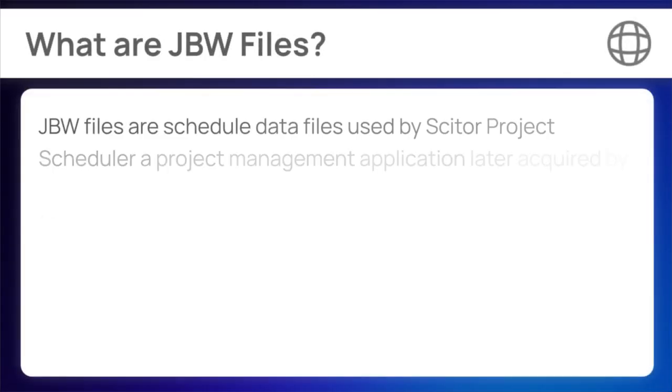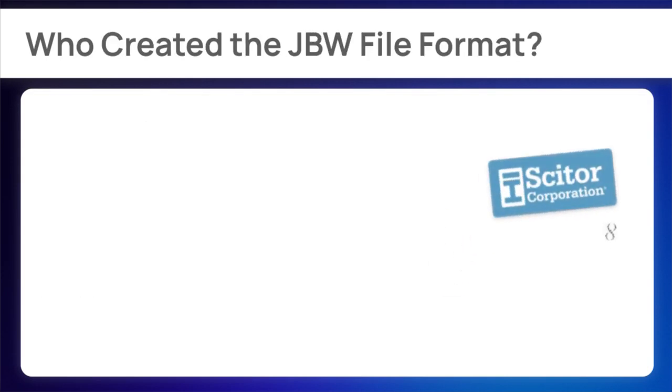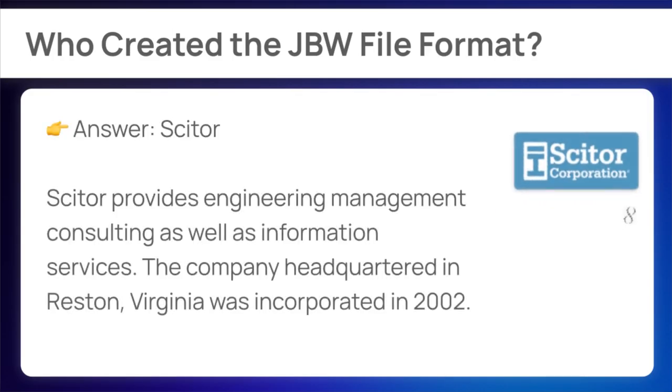JBW files are schedule data files used by Scitor Project Scheduler, a project management application later acquired by Sciforma. They contain project schedule information including task definitions, dependencies, resource assignments, timelines, and progress tracking, used by project managers for planning and monitoring complex projects.